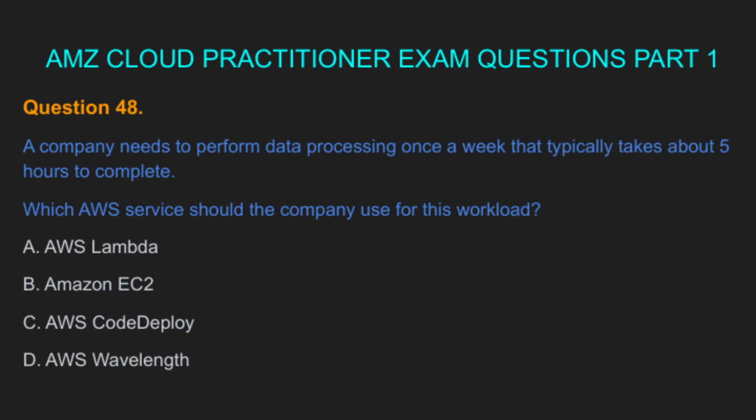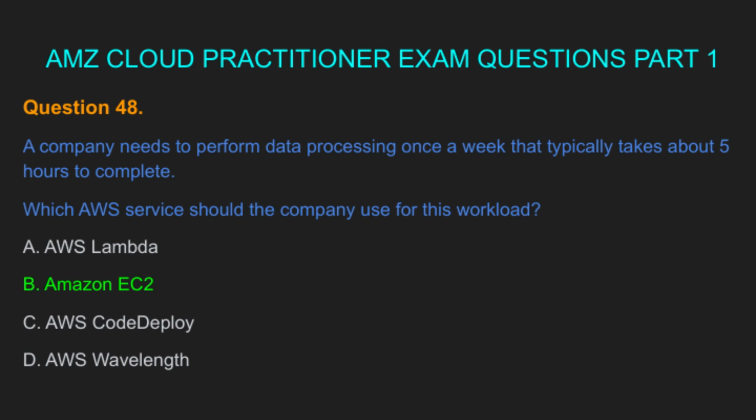Question 48. A company needs to perform data processing once a week that typically takes about 5 hours to complete. Which AWS service should the company use for this workload? A. AWS Lambda. B. Amazon EC2. C. AWS CodeDeploy. D. AWS Wavelength. The answer is B.